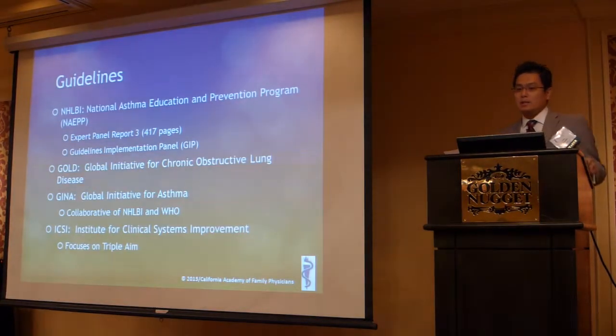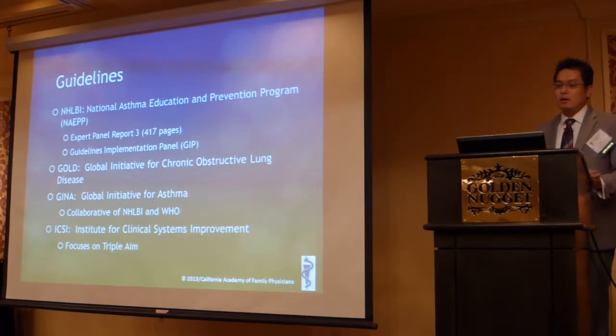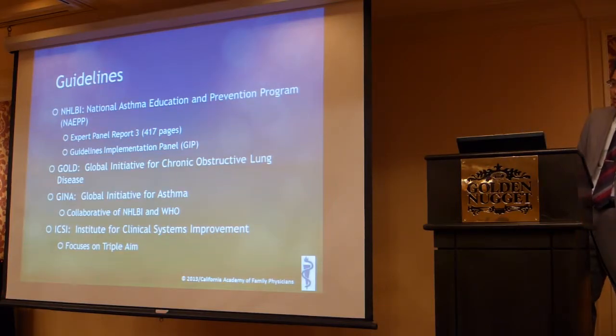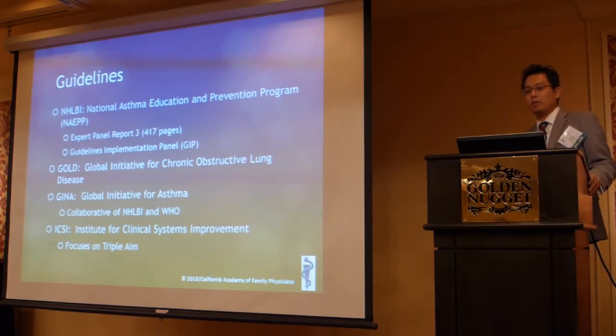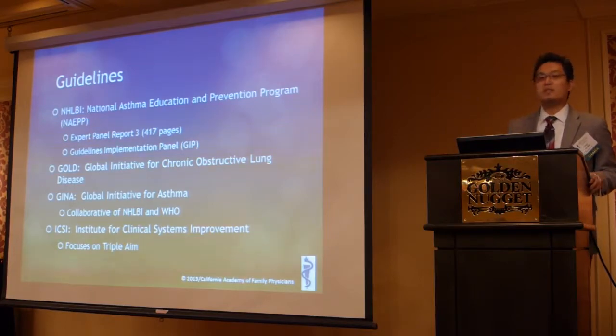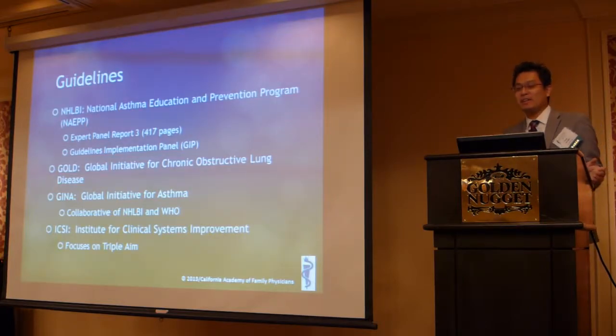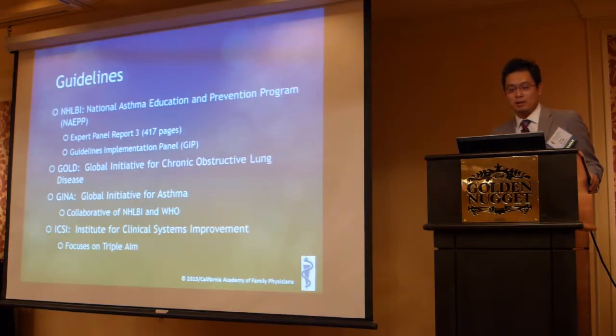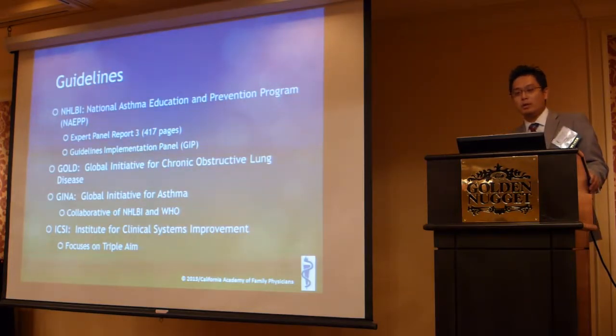So, what do we do? There are lots of guidelines available. The National Heart, Lung, and Blood Institute has an Expert Panel Report 3, which is 417 pages. I thought we could read that line by line together, but we won't. And we'll talk a lot about their Guidelines Implementation Panel, which is their how-to for implementing the EPR3. And then the Global Initiative for Asthma, the GINA group, and the ICSI also have guidelines available for asthma treatment.